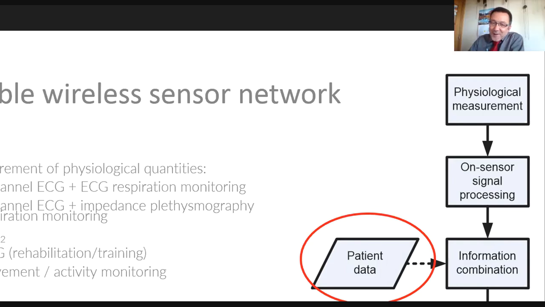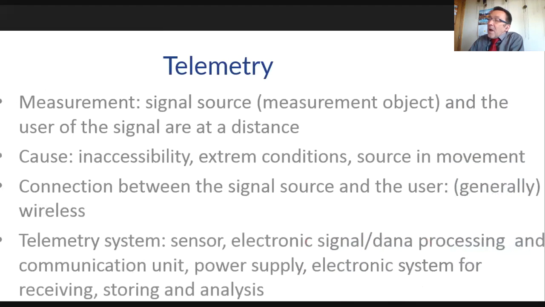I'm on slide 31 now, and there are about 40. So the question we have to ask ourselves when designing such systems is what information we need and how much of this information is really needed. Because if you put 10 sensors on a person, the endurance of such monitoring will be very, very short. Anyway, the next issue is the telemetry.